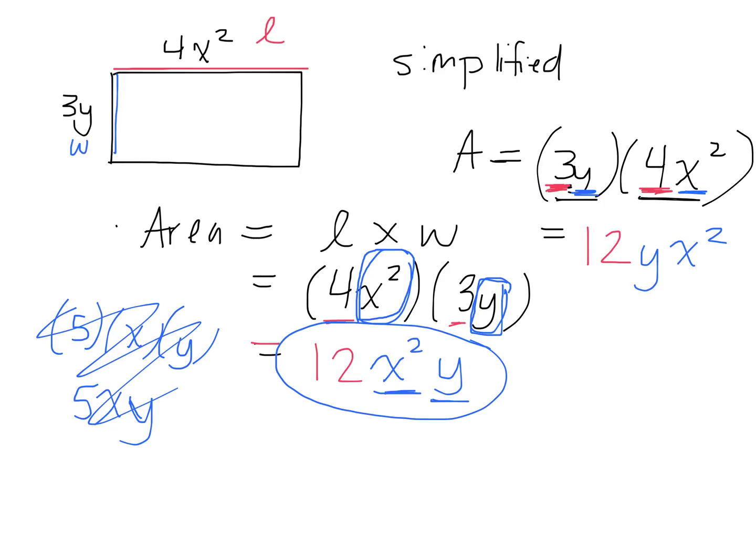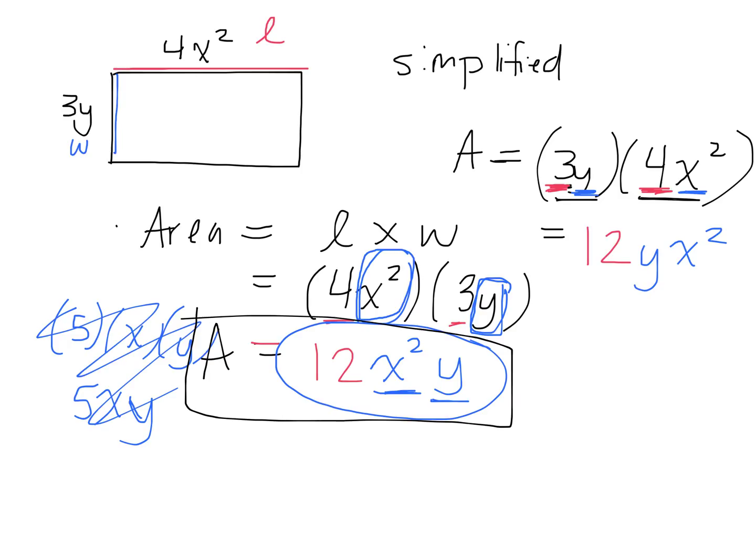Who wrote this? 12x squared y. That's it. That's the answer. That's the simplified expression of the area. 12x squared y or 12yx squared. The area is represented by the expression 12x squared y.